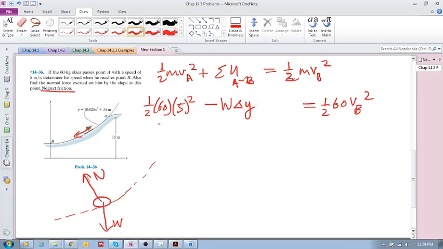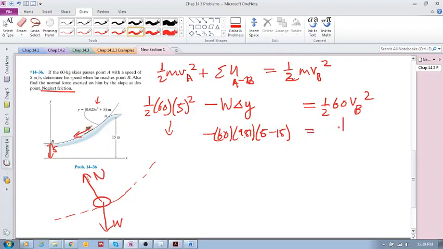So we have minus 60 times 9.81. What is the final height, and how do we determine the height at B? We have the equation of the curve, and we know that x equals 0 at B, so we plug x equals 0 into it, and we get y equals 5. So the final height is 5. The initial height is 15, so you're going to have 5 minus 15.